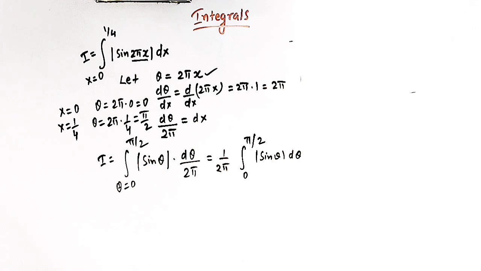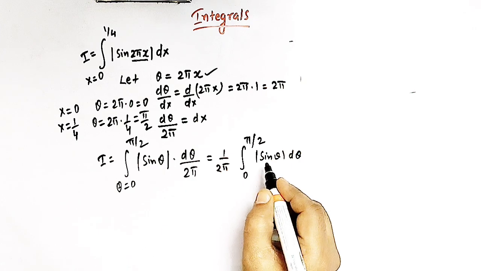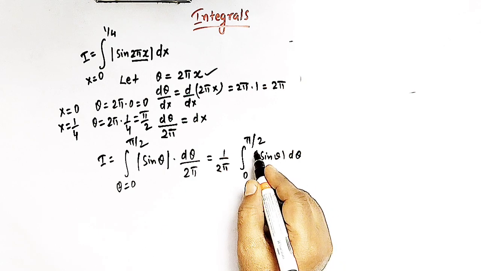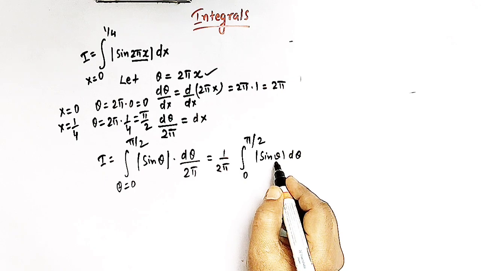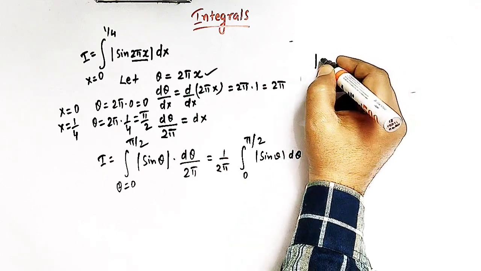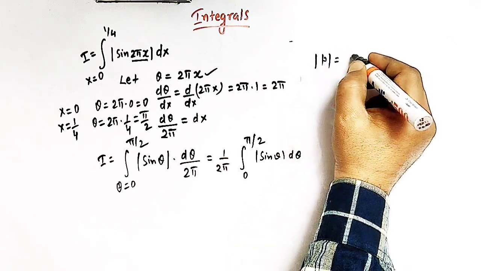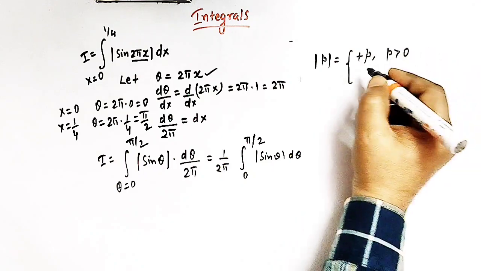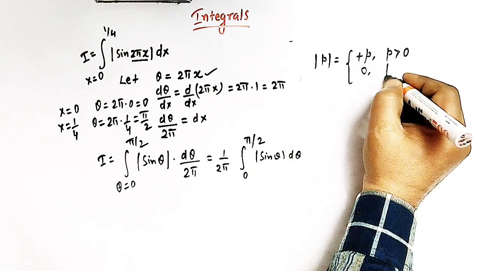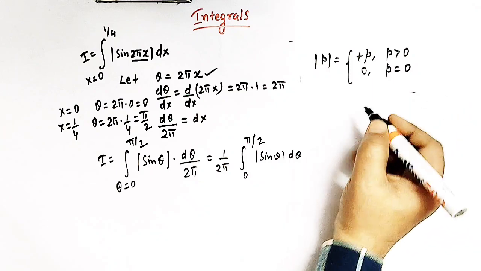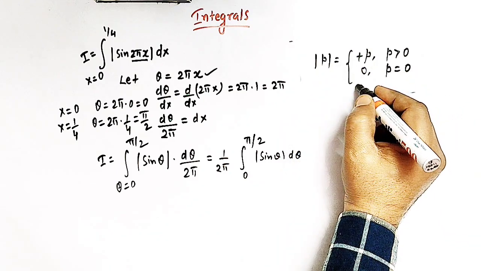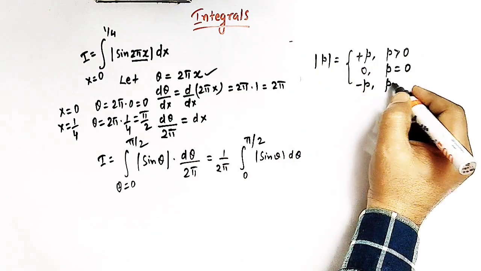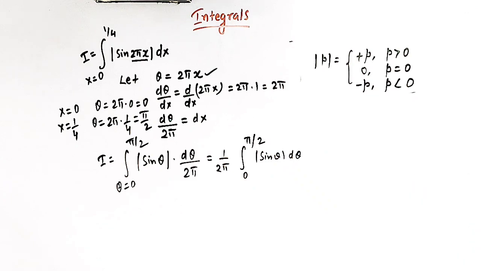So let us now apply the definition of mod function to this integrand, that is mod of sine theta. Now see, we know that mod of p is defined as positive p whenever p is greater than 0, and mod of p is 0 when p is equal to 0, and mod of p is equal to negative p whenever p is less than 0, right?